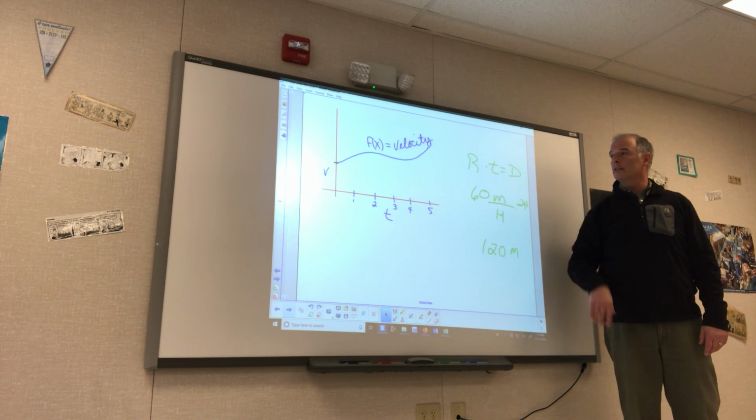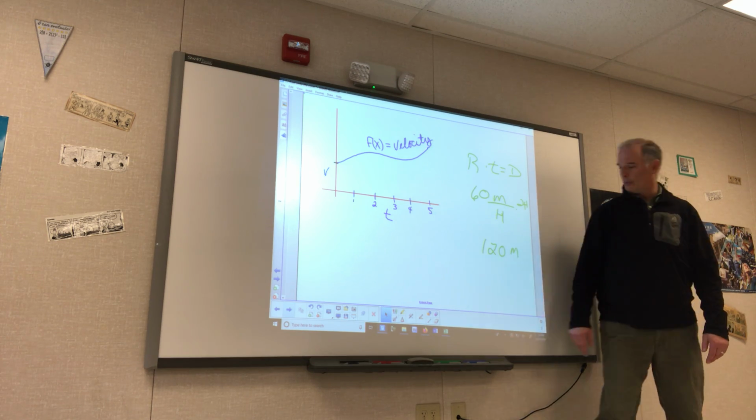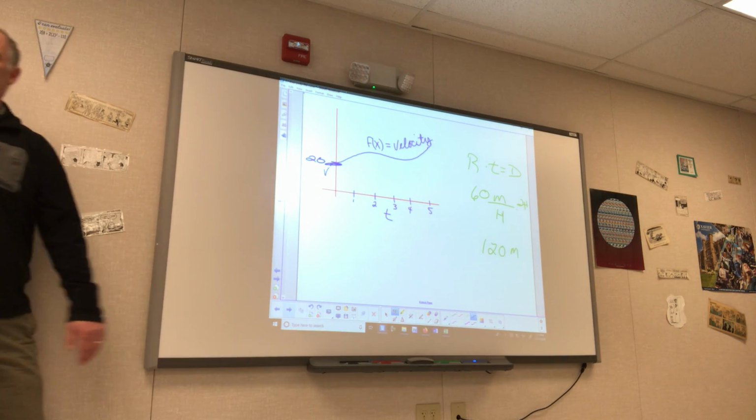So here's some random velocity function. Just kind of made it up. So I pulled out of my driveway, I don't know, just randomly make up a number. I'm going 20 miles an hour. Pulled out of my driveway going 20.